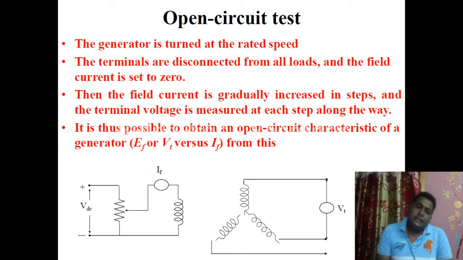Yes, open circuit test. So now let us see what the open circuit test is. The generator is turned at the rated speed. The terminals are disconnected from all loads and the field current is set to 0. Then the field current is gradually increased in steps and the terminal voltage is measured at each step along the way. It is thus possible to obtain the open circuit characteristics of a generator from this.